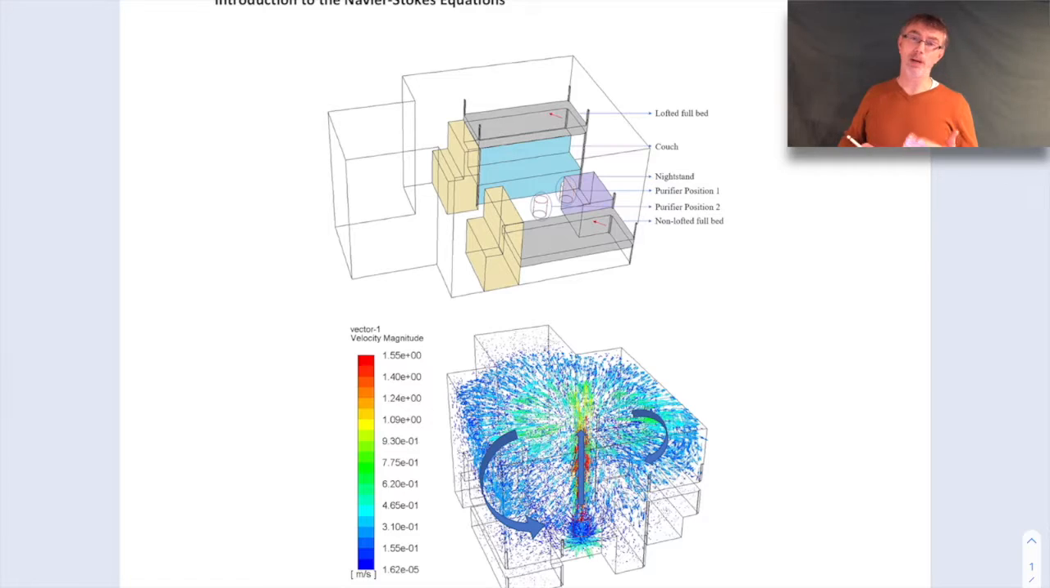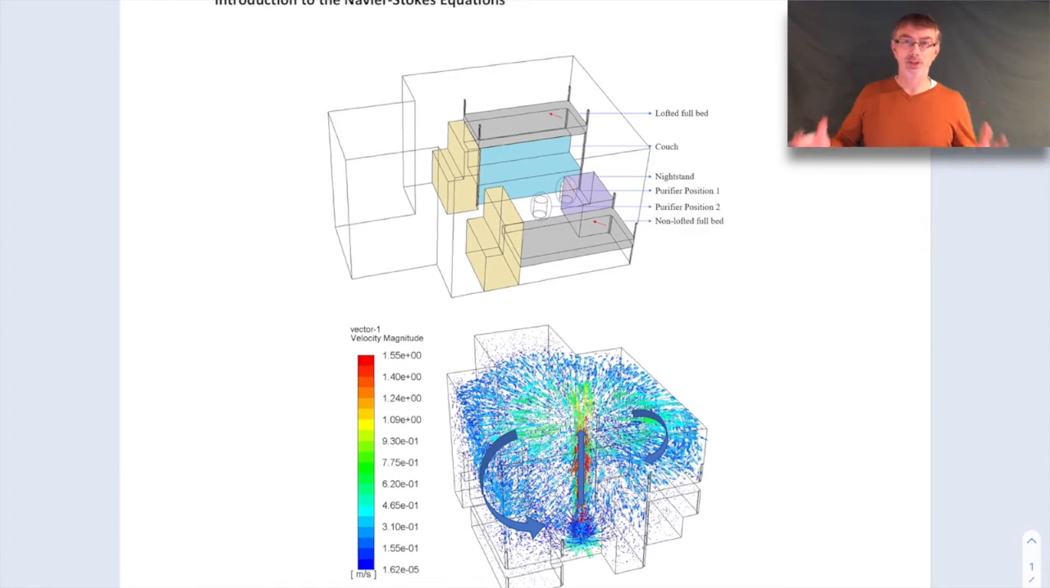Now, you can't do those by hand very easily. There are only a few special cases you can solve by hand with the Navier-Stokes equations, but you can do it with a computer. And so that's what we did in this research, is we had a computer solve those equations for us. It's time-consuming, a lot of number crunching going on, so you need powerful computers, but you can still get a pretty good representation for the flow field.